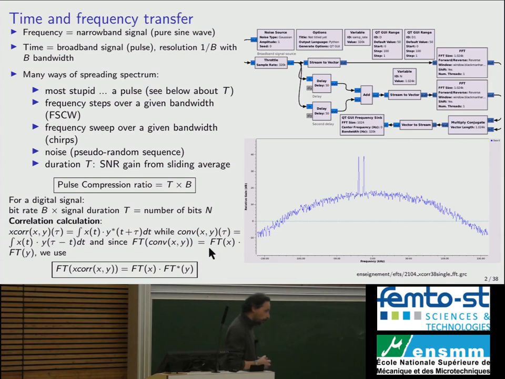Now, if you look at some of these time transfer software or implementations, you will very often see a lot of Fourier transforms. And the first time we had a look at the software for decoding GPS, for example, we were struggling to understand why correlations were implemented with so many Fourier transforms.